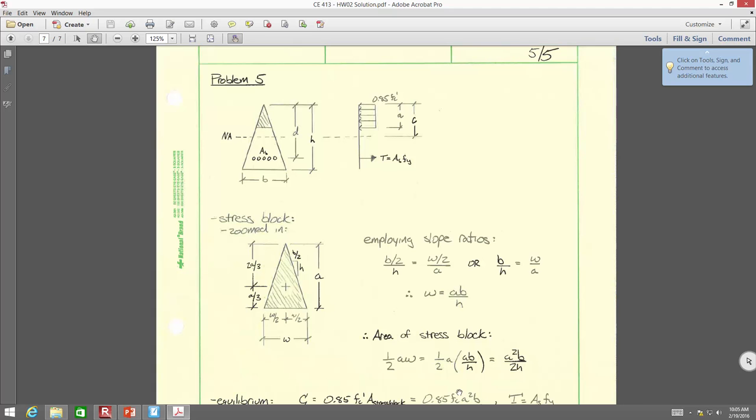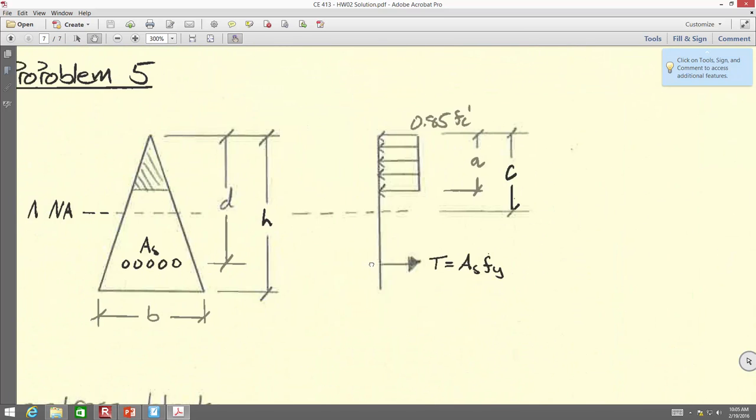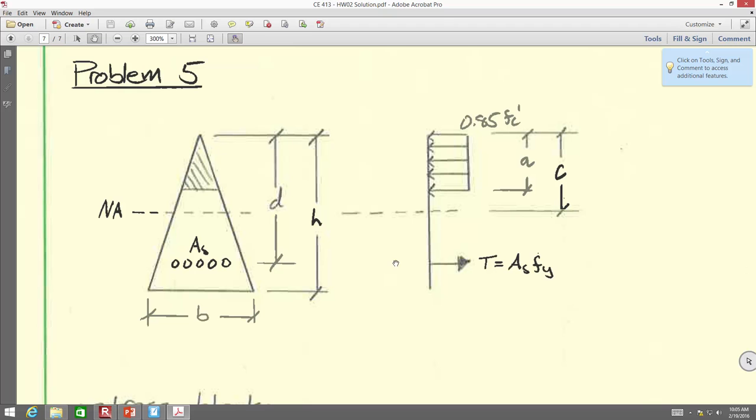Okay, so a couple things to point out. Just because the beam is triangular does not mean we do not assume a uniform stress block. It is still a uniform stress of 0.85 f'c. It is still over a depth of a, but your compressive force is not 0.85 f'c a b because it's not a rectangle, it's a triangle. So the first thing you need to do is to calculate the area of this triangle.